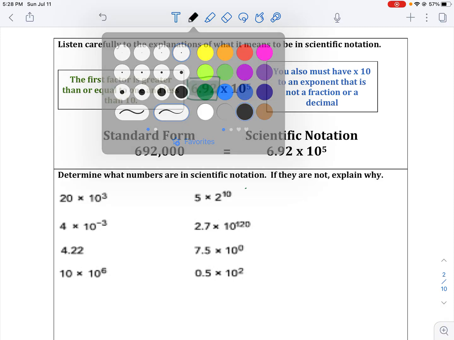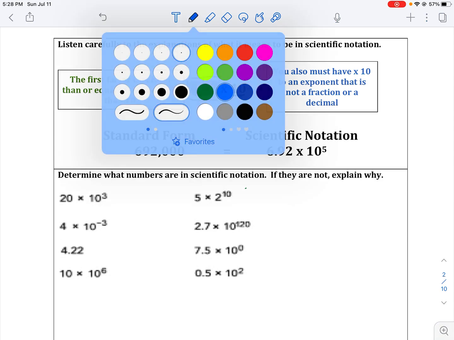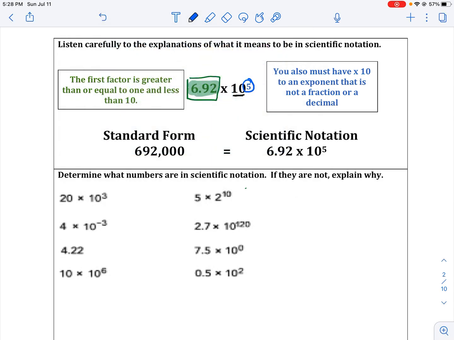Then it has to be times 10. It must be times 10 to an integer exponent. It can be any integer. It just cannot be a fraction or a decimal. It has to be an integer. Those three things are what make up a number in scientific notation.